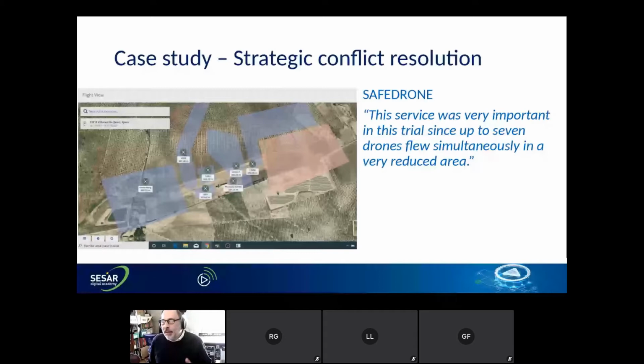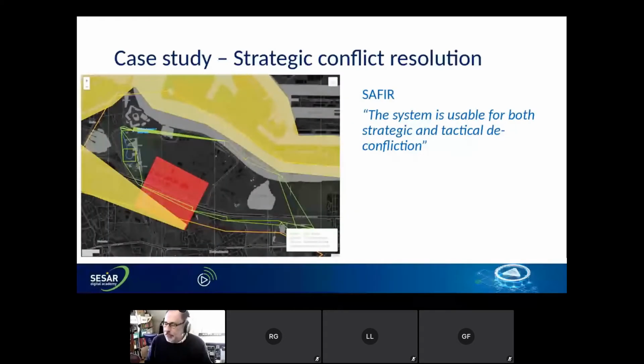The Sapphire project is particularly noteworthy in terms of strategic conflict resolution because they focused on multiple U-space service providers in the same environment, and they implemented a discovery service, which is a service that allows U-space providers to discover when 2 of them have an overlapping interest in a 4D volume. They got this working according to the emerging standard being developed by ASTM, and they implemented it.